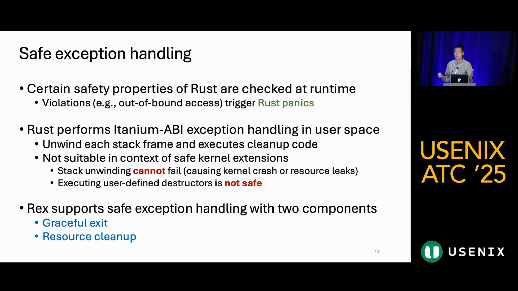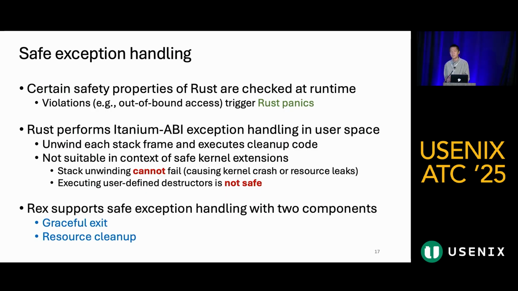So it turns out that certain safety properties of Rust itself are already checked at runtime. And violations such as an array out-of-bounds access will just trigger Rust panics. In user space, Rust performs the Itanium ABI exception handling upon a panic, where it will just unwind each stack frame and execute the cleanup code. But this is actually not suitable in the context of safe kernel extensions, because stack unwinding in the kernel cannot fail. Otherwise, we may risk causing kernel crashes or resource leaks.